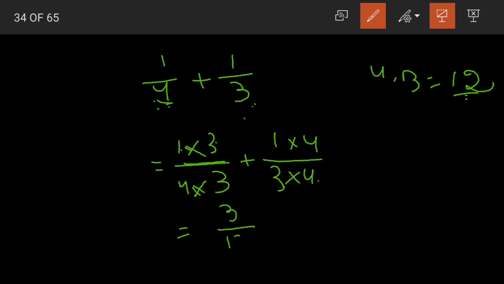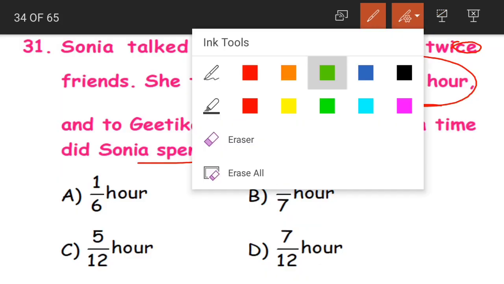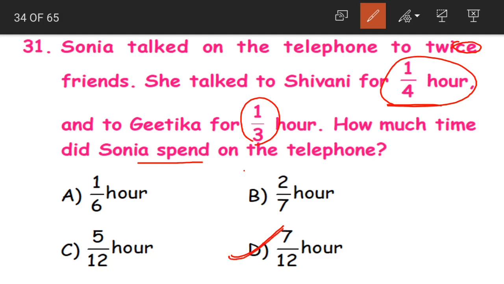1 3s are 3 by 12 plus 1 4s are 4 by 12. These two are like fractions. Now we can add them. 3 plus 4, 7 by 12. So option D, 7 by 12.